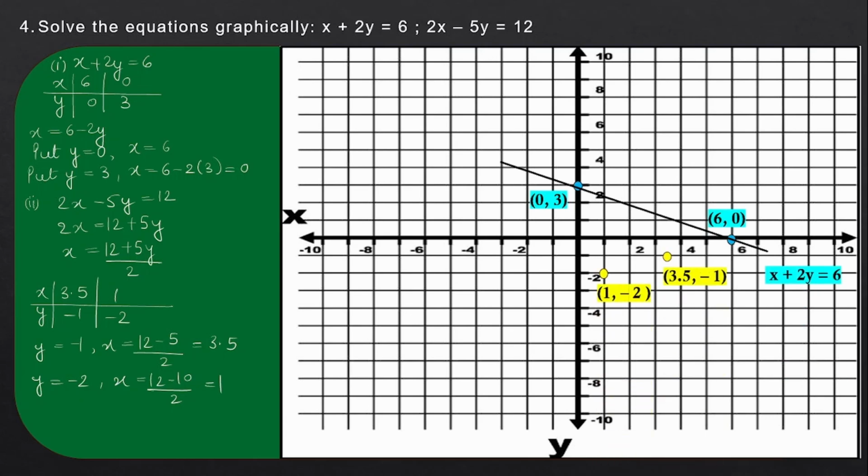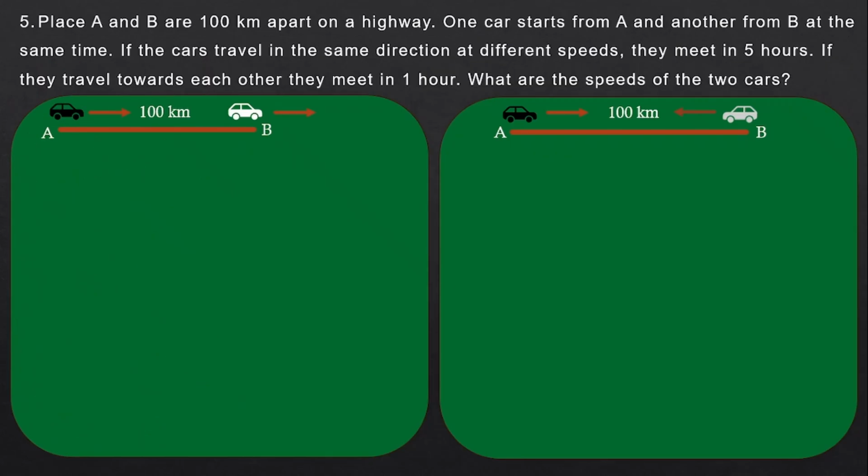As we can see, both the lines are intersecting, and they are intersecting at (6, 0). Therefore, x = 6 and y = 0 becomes the solution for the given pair of equations. I hope even this graphical method is clear. Let's move to the last question.